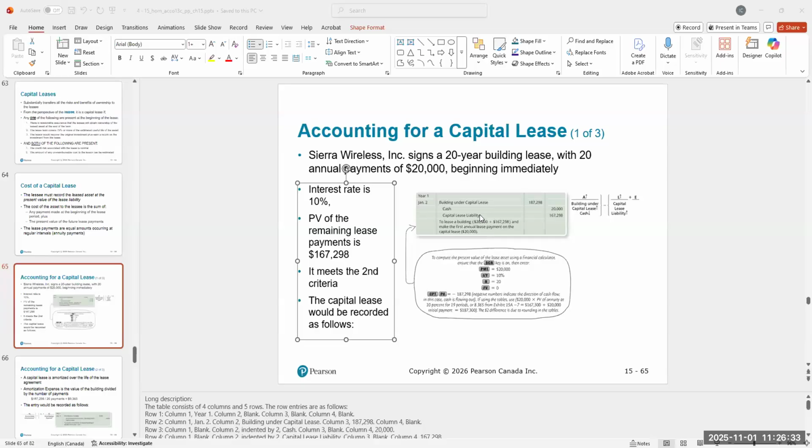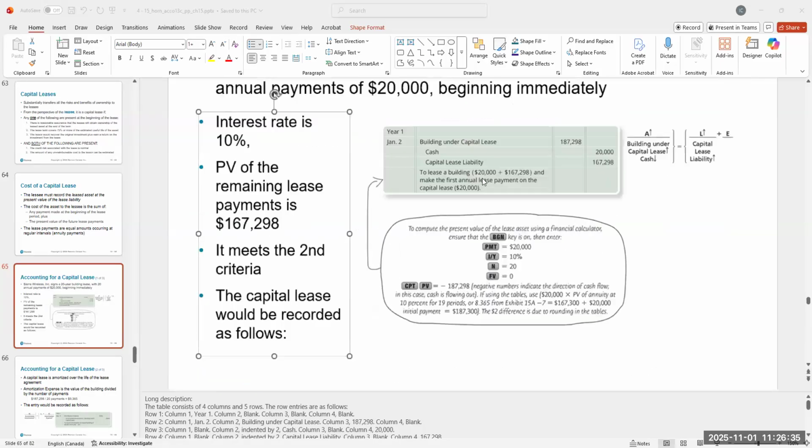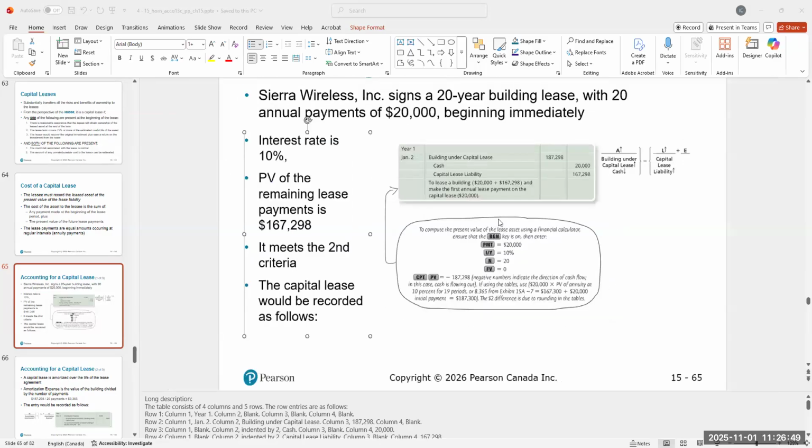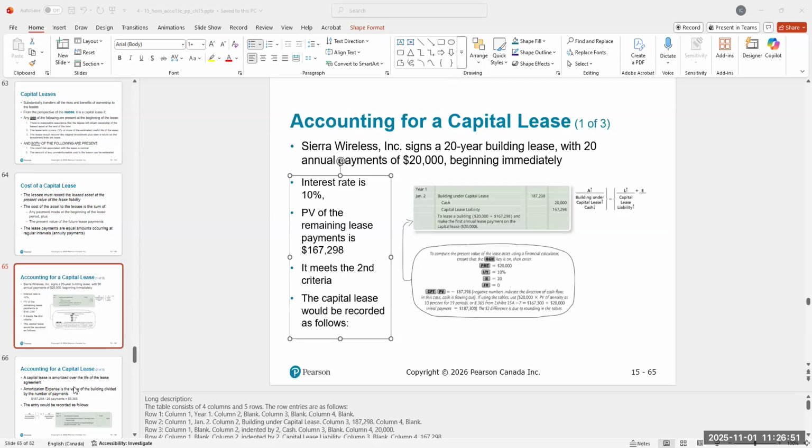Let's go to the slides. And as you can see, again, we have asset under lease, in this case building under capital lease. Cash, we're paying the $20,000 right away. And capital lease liability of 167, the remaining. Now, what's going to happen with this? What's going to happen period after period?